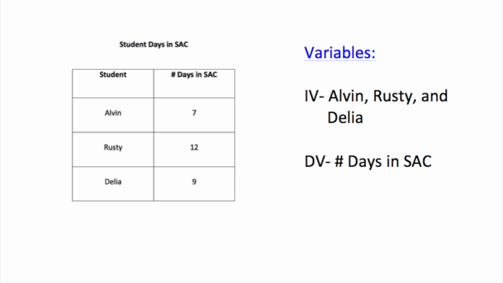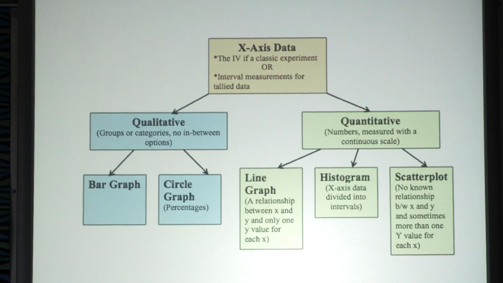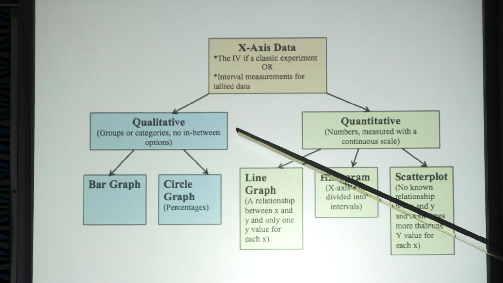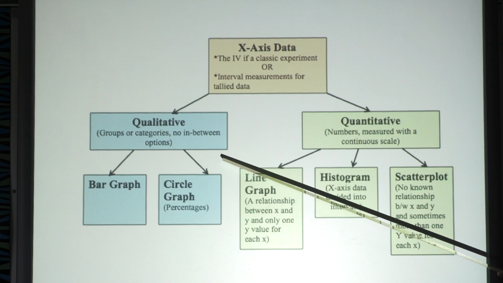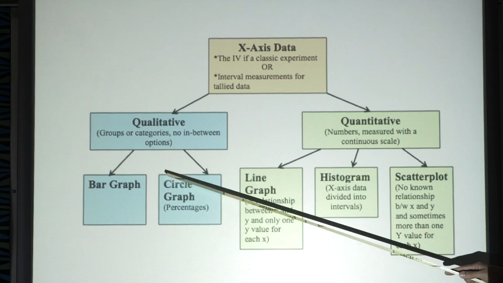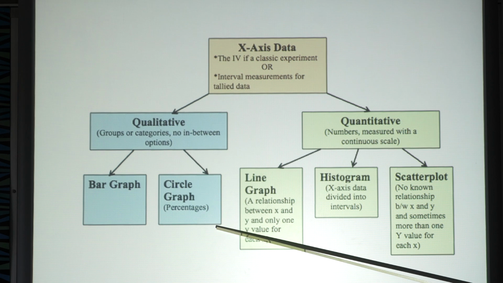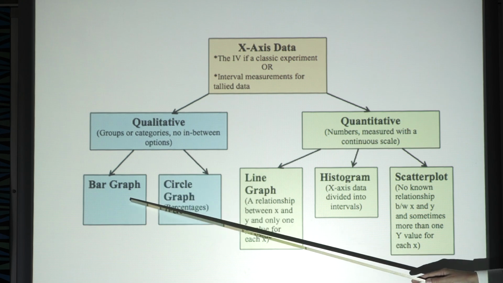There are no in-between options when it comes to Alvin, Rusty, and Delia, so they are qualitative data. Looking at our graphic, we see that we have identified the IV as 3 students, and that it is qualitative. The number of days is not presented as percentages or parts of a whole, so a circle graph is not the correct option. We're left with a bar graph.